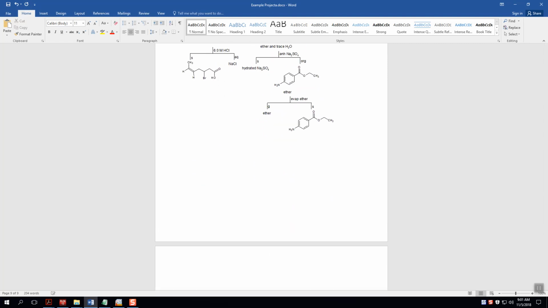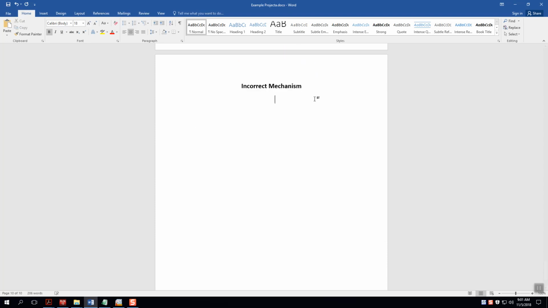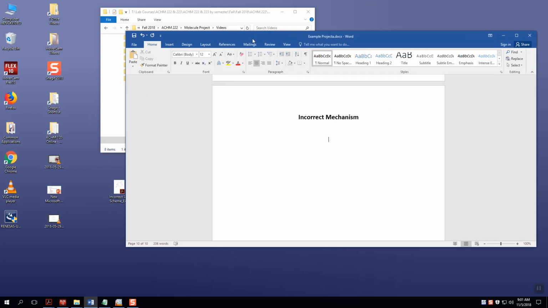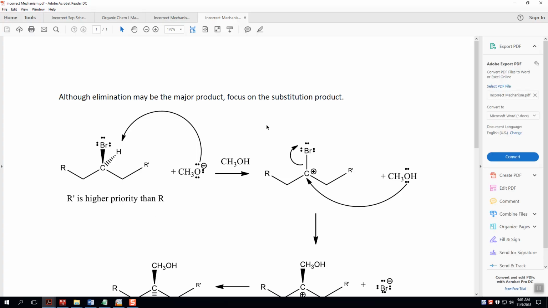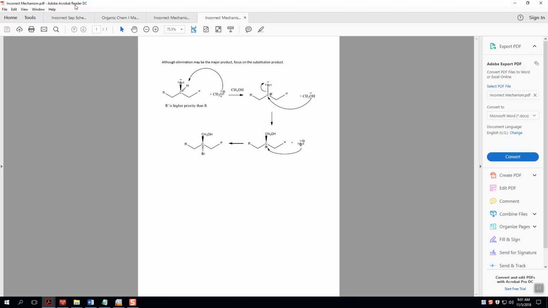And now I'm going to put in the incorrect mechanism. Whoops, here. And since it's a title, I'm just going to go ahead, make it bold, make it a little bit bigger. So I suggest you do the incorrect mechanism in a very similar way to how you did the incorrect separation scheme. So there's the incorrect separation scheme. Here's the incorrect mechanism. So I have opened this with Adobe Acrobat Reader, and I'm just going to make it so it fits on the screen.